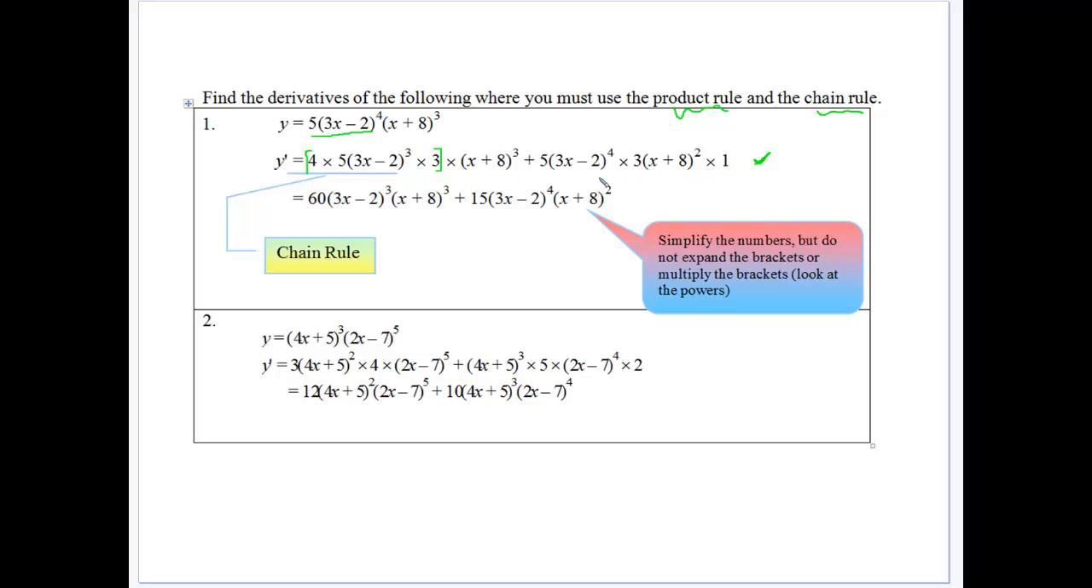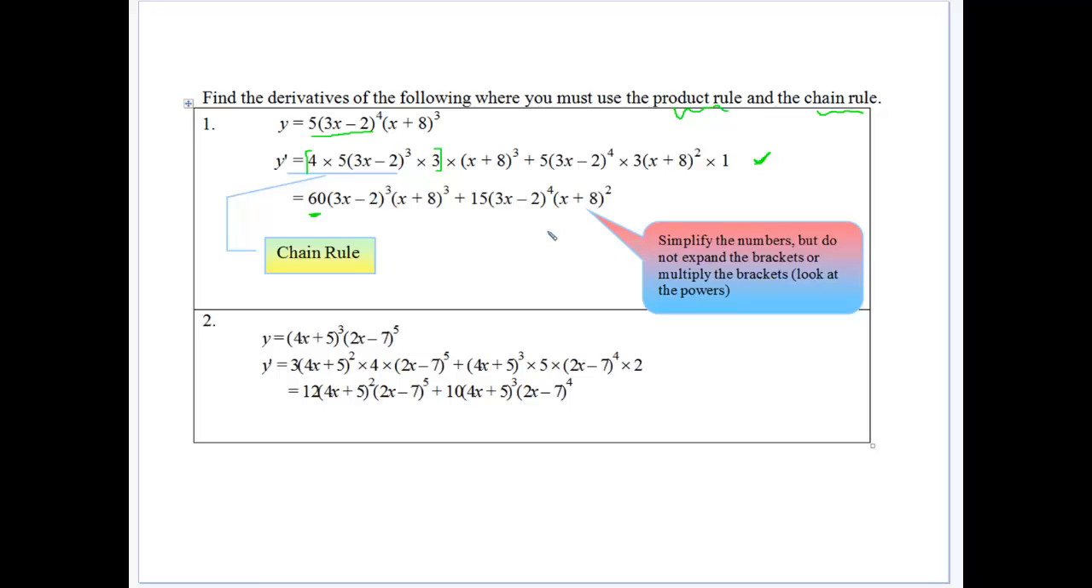But let's just clean it up so we can get our numbers. 4 times 5 times 3 gives us 60. And we'll have the 3x minus 2 all cubed, x plus 8 all cubed there. And 5 times 3 gives us a 15. And we can have our two brackets brought down there. So we can simplify the numbers.